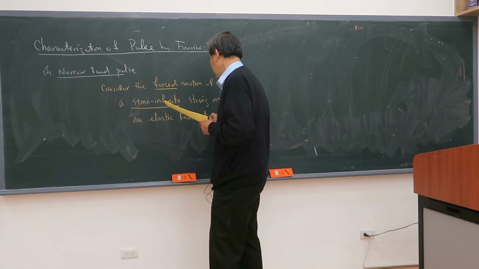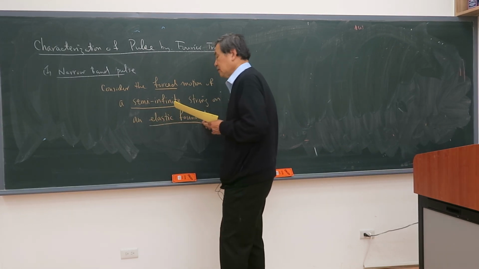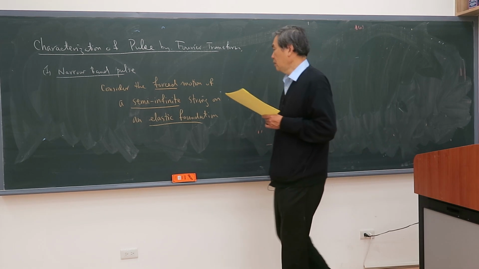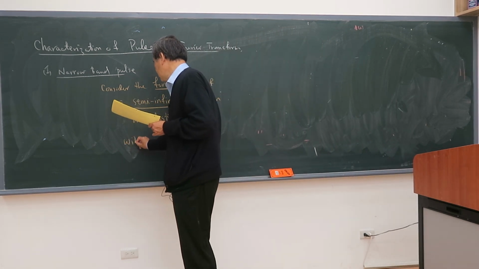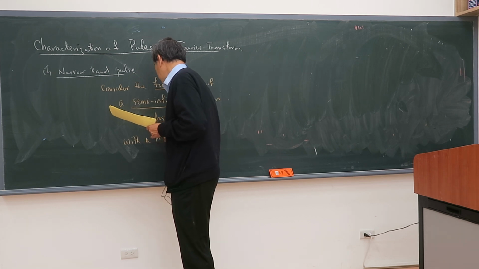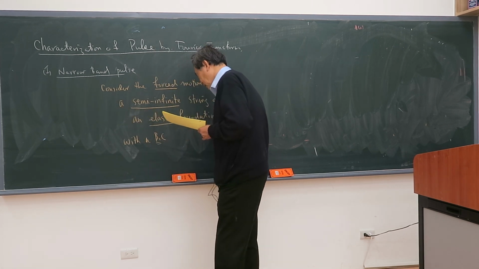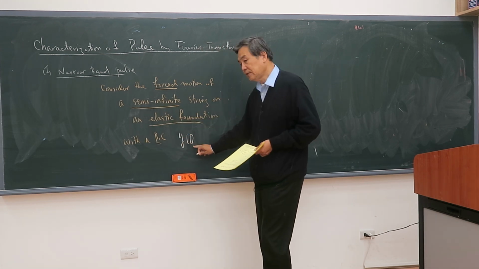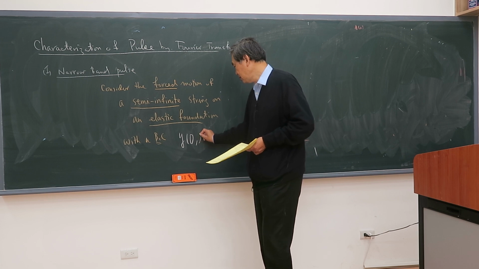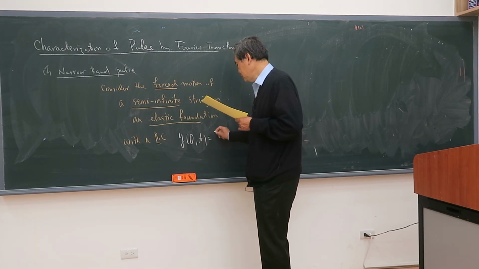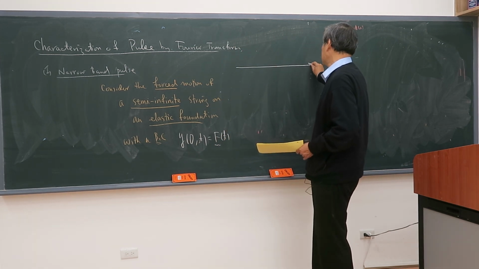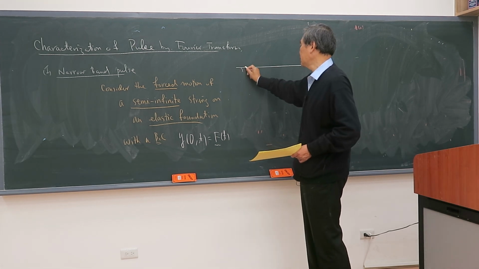Okay, so we will continue the previous governing equation and previous result, with a boundary condition. At the end, x equal to 0, and at any time t, there is a dynamic forcing. So this is a semi-infinite string on an elastic foundation.